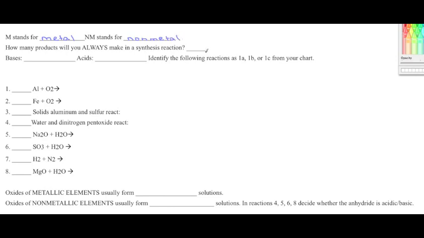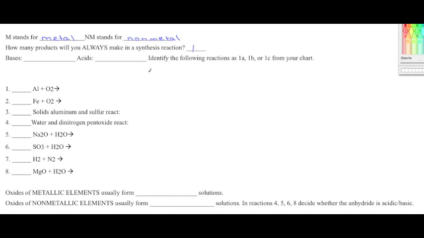Alrighty, how many products will you always make in a synthesis reaction? Go back to when we were reviewing synthesis reactions in the context of all 5 of the different types of reactions. What you should remember is that when you take one element plus another element to get one compound, that is a synthesis reaction. So no matter what happens for a synthesis reaction, you will always only get one product.